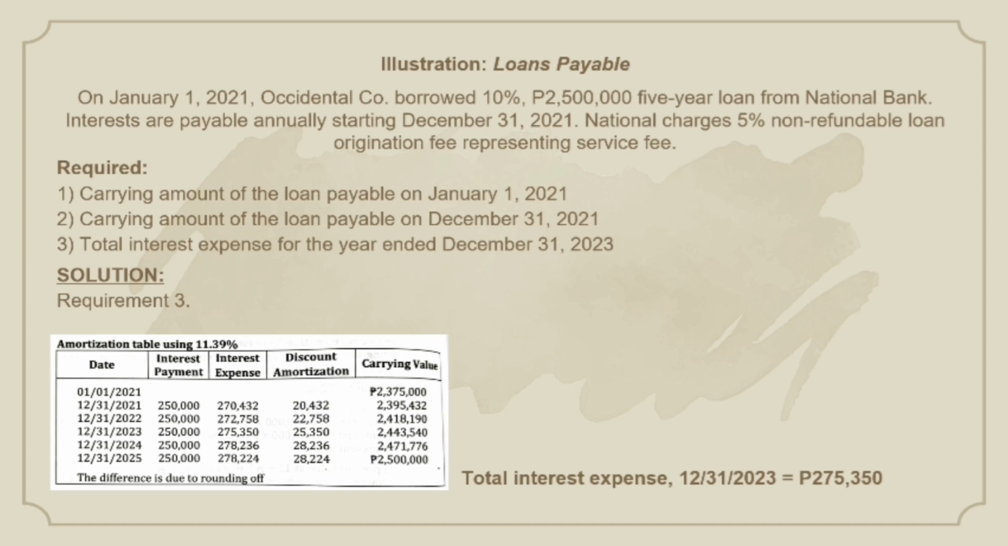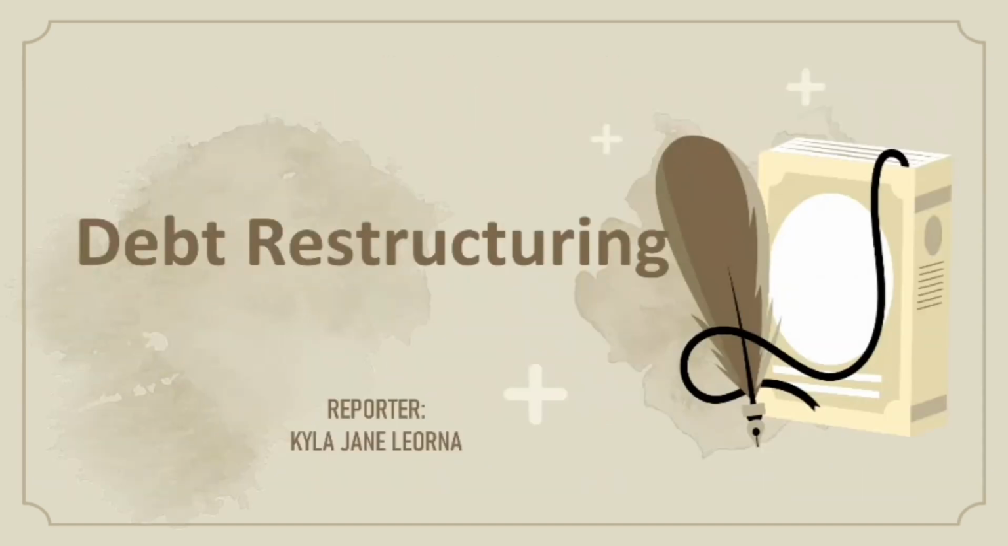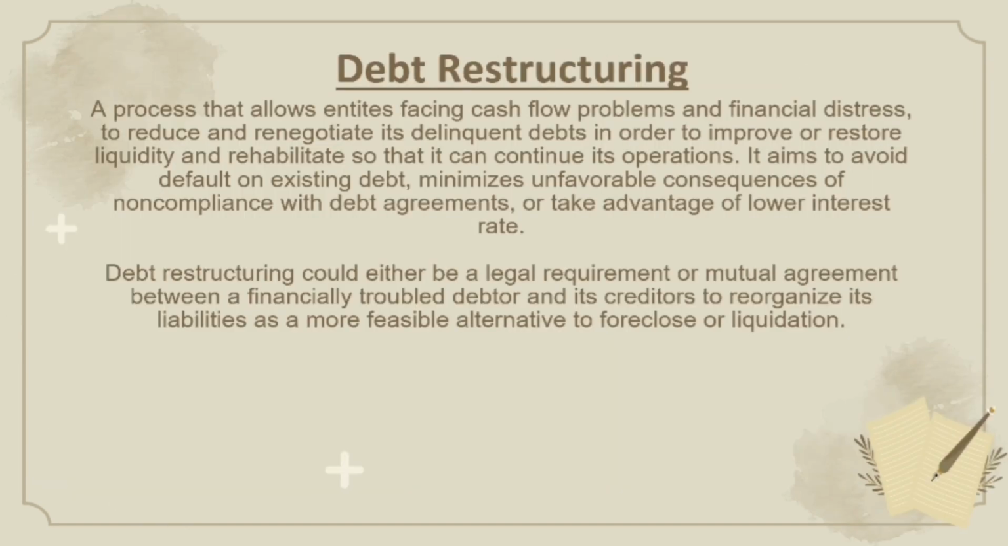So the interest expense for the year ended December 31, 2023 is 275,350. So for the last topic, we have the debt restructuring. It is a process that allows entities facing cash flow problems and financial distress to reduce and renegotiate its delinquent debts in order to improve or restore liquidity and rehabilitate so that it can continue its operations.